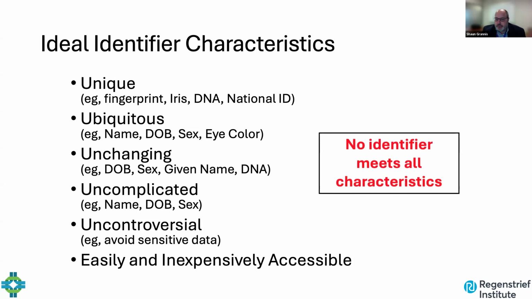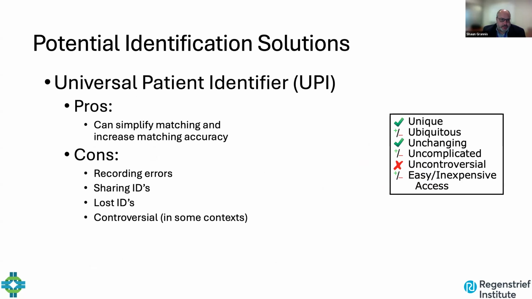So those are the characteristics, and the reality is no single identifier meets all of the ideal characteristics. So you have to make some trade-offs as you're considering what your approach is. Consider the universal patient identifier, which is becoming increasingly popular. And I've learned over the last few days that the Philippines is doing some great work in that area, as I'm sure other countries in the community are. Obviously, it can simplify matching and increase matching accuracy.